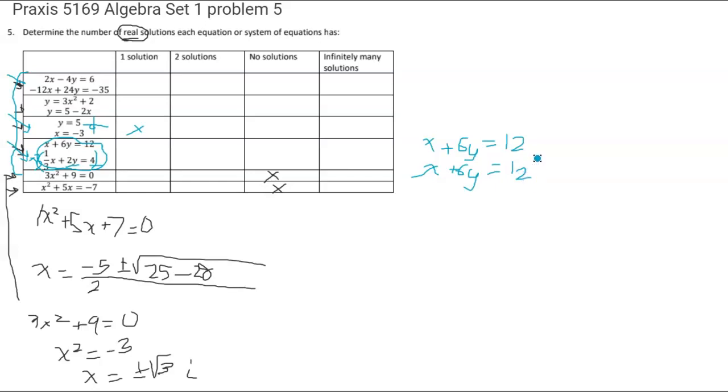And now we have two identical equations. What that means is when you graph, the first one is a line, and the second one is a line exactly on top of it. They are the same line. They just look a little different. One of them got divided by 3 on all sides. So there's an infinite number of solutions. Every single point on the line is a solution. And then let's see what happens over here.